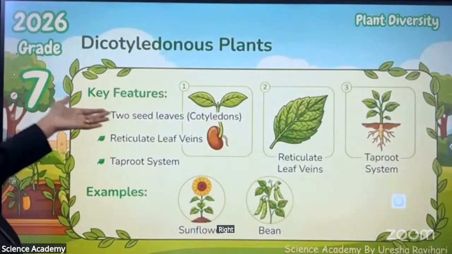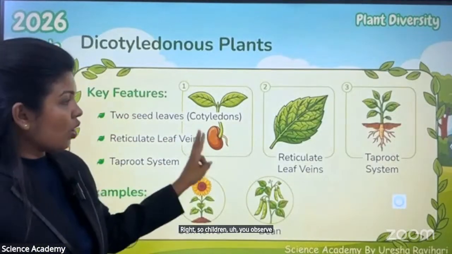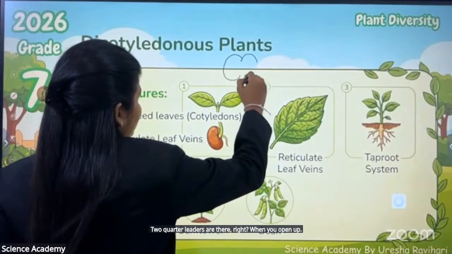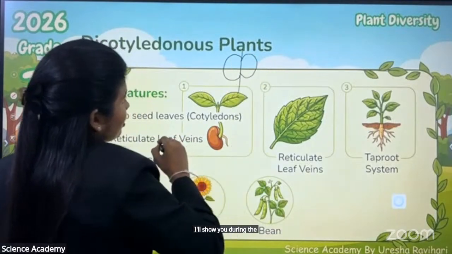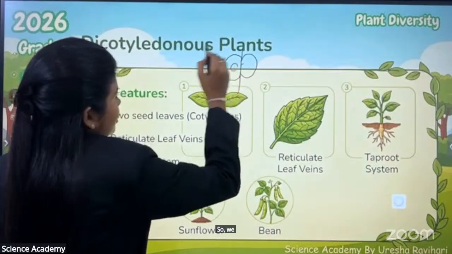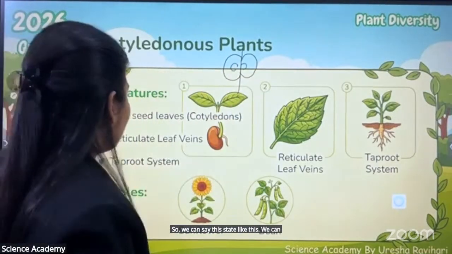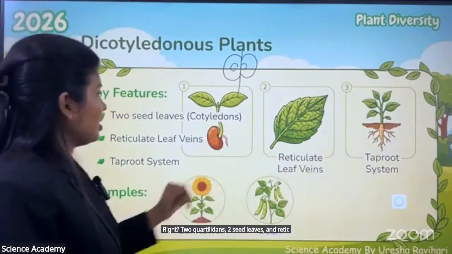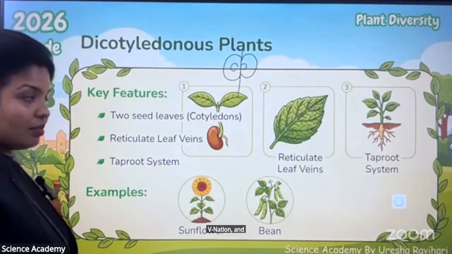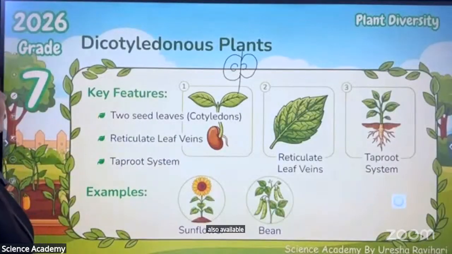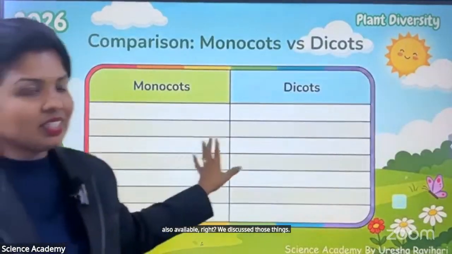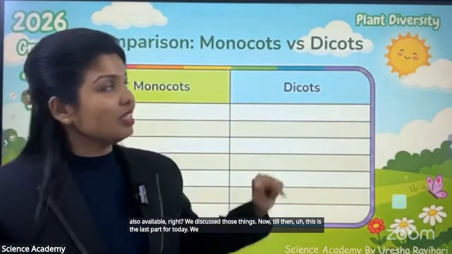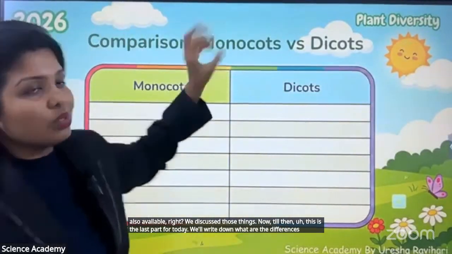Right. So children, you observe that two cotyledons are there, right? When you open up the seed, I'll show you during the experiment. Two cotyledons, two seed leaves, reticulate leaf venation and then a taproot system also available. We discussed those things. Now children, this is the last part for today. We'll write down the differences between monocots and dicots.